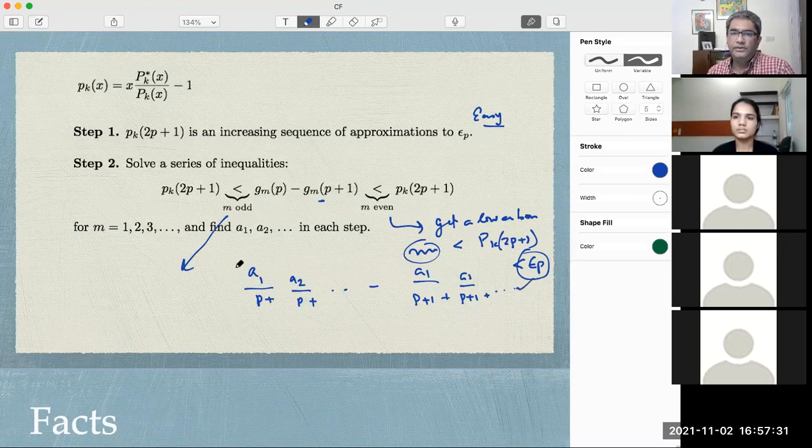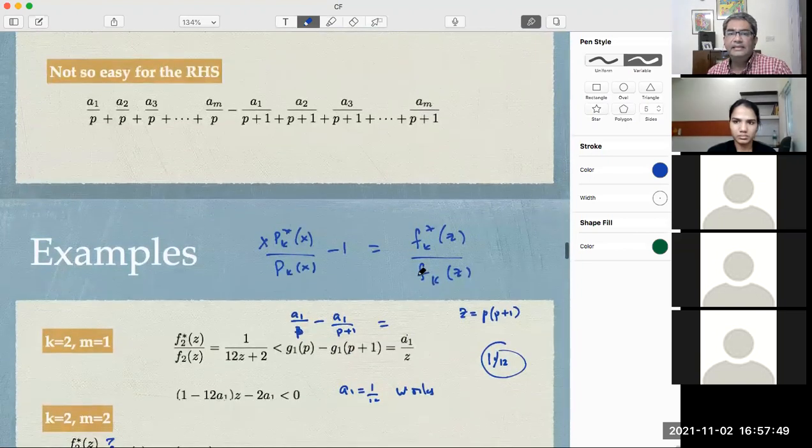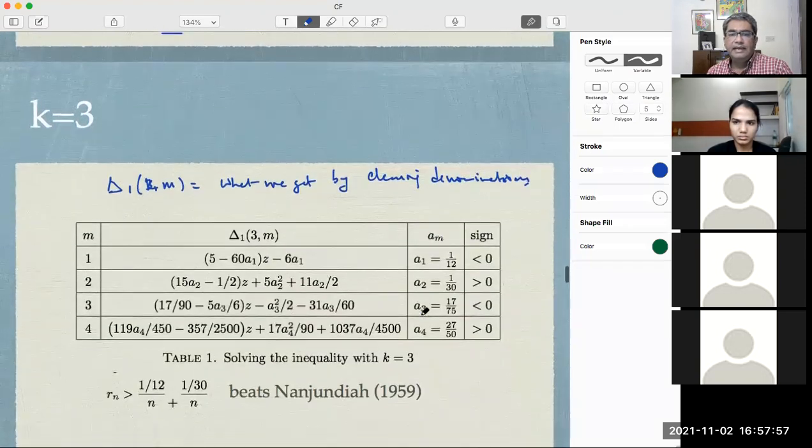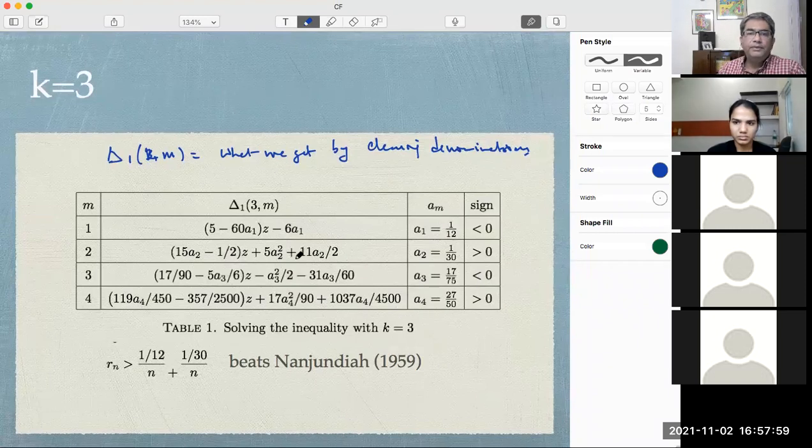So in this case, there is no issue, but for the upper bound we don't know yet. If we get an upper bound for pk, it's possible that ep is a little bigger than this. For that we need more information, but lower bounds we are fine. That is why in this case I already get a lower bound for Rn, and I'm beating Cesaro. Same thing here, so I use delta 1 km, whatever we get on the left hand side by clearing denominators and bringing it to the left hand side.